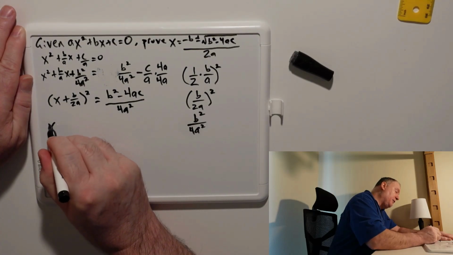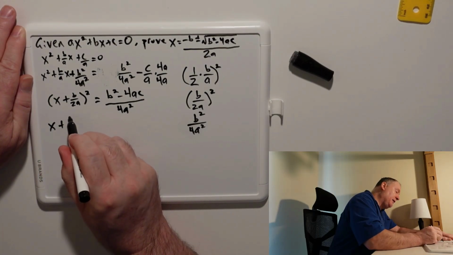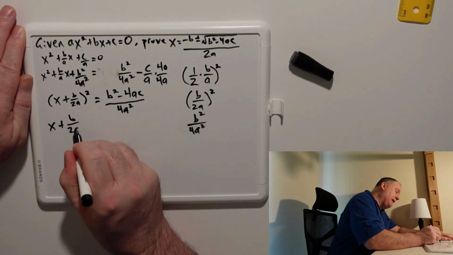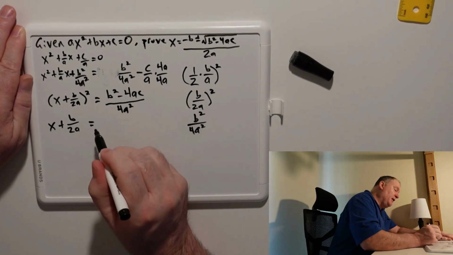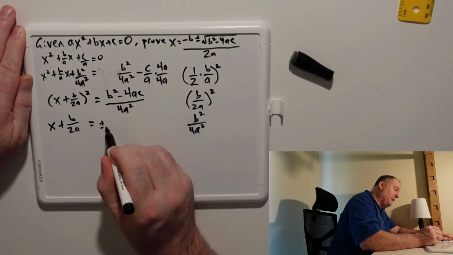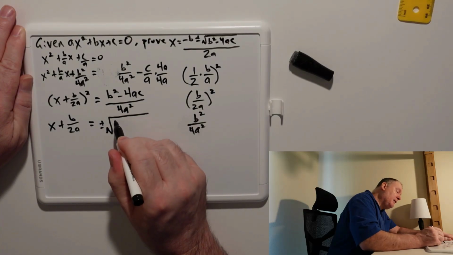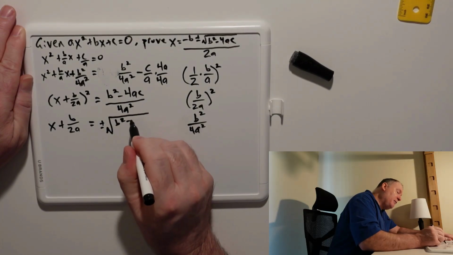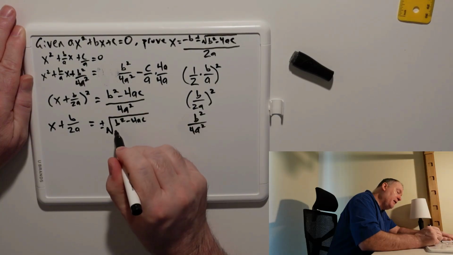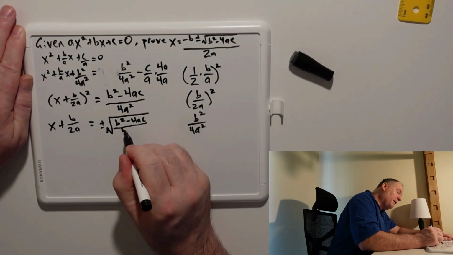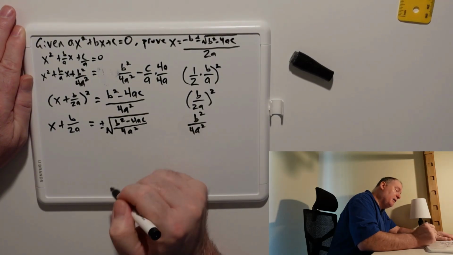So this is going to be equal to x plus b over 2a is equal to plus or minus the square root of this mess, which is b squared minus 4ac all over 4a squared.